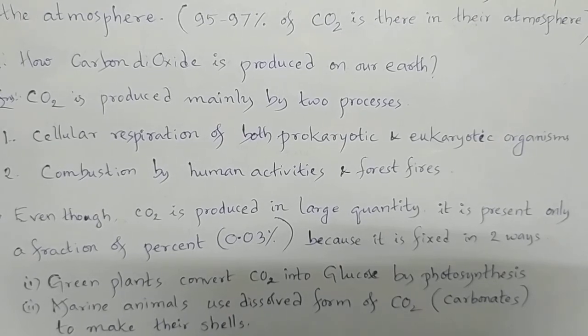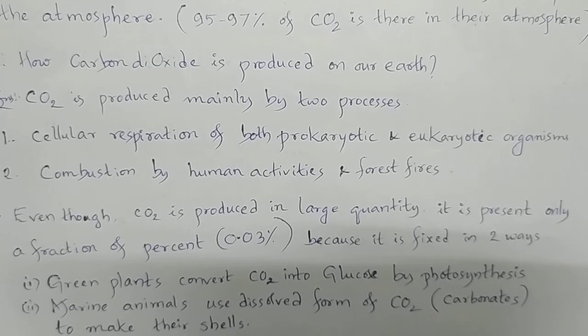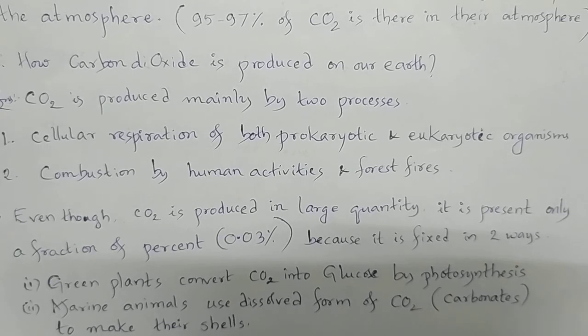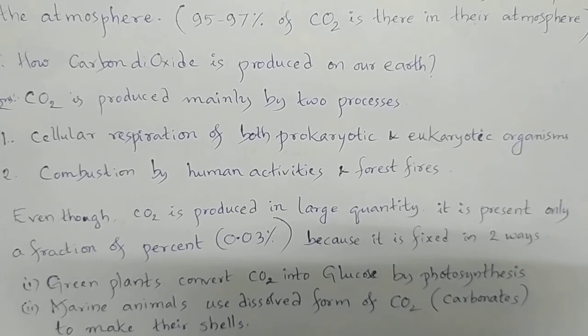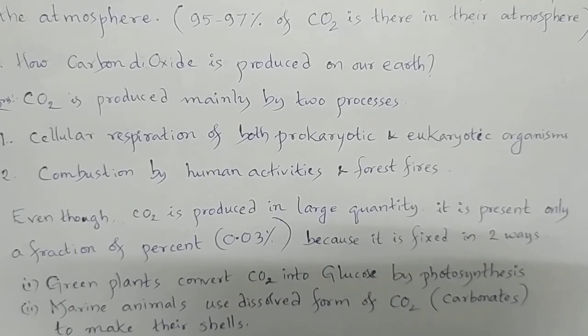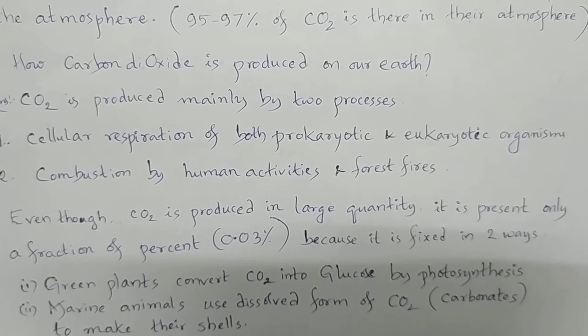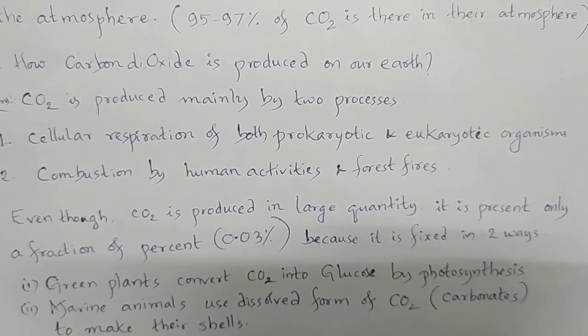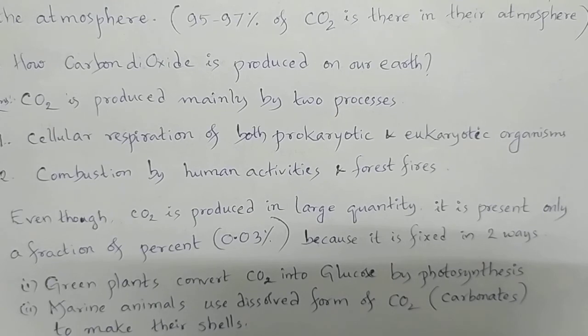Fixed means it is consumed, it is utilized in nature without leaving it in the atmosphere in free form. It is fixed in some particular component form. To produce glucose by photosynthesis, carbon dioxide is used by all plants. Green plants convert carbon dioxide into glucose by photosynthesis.